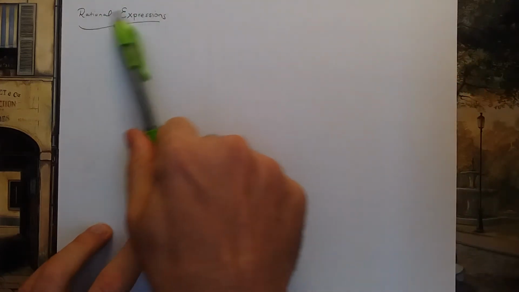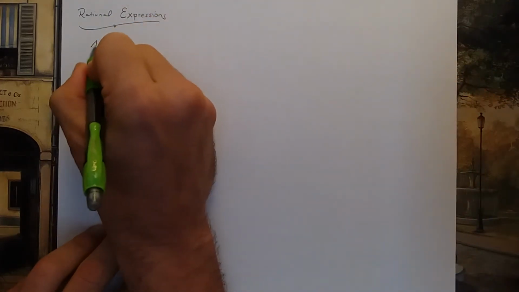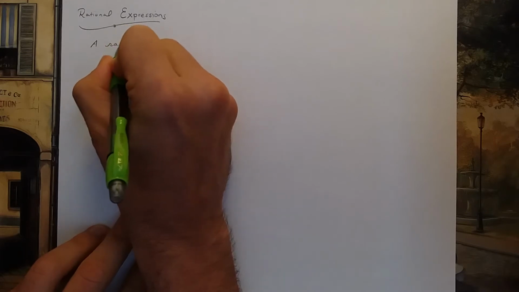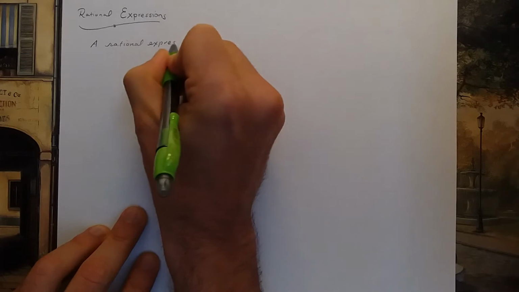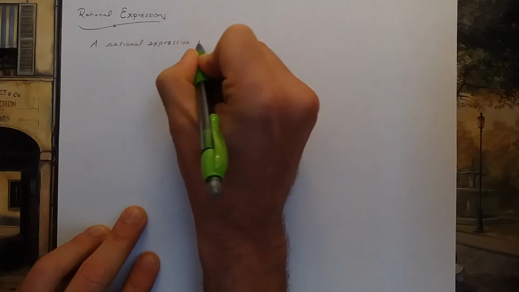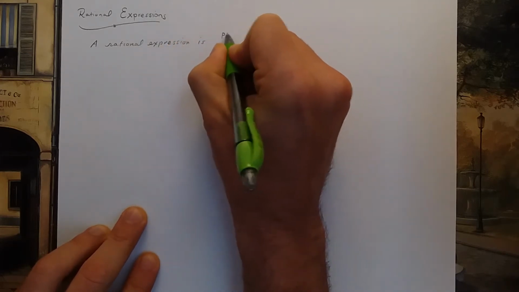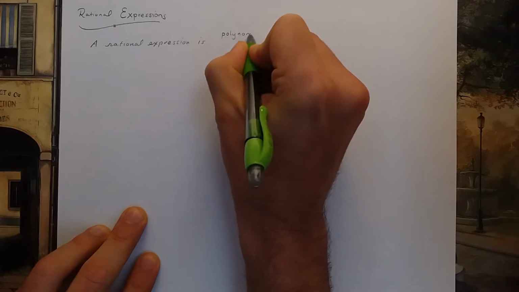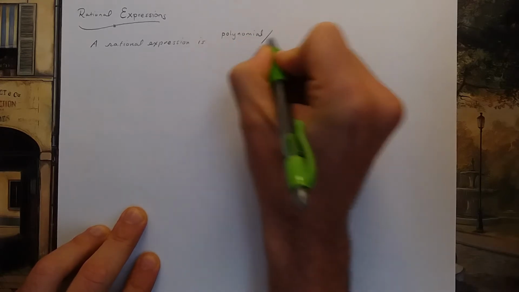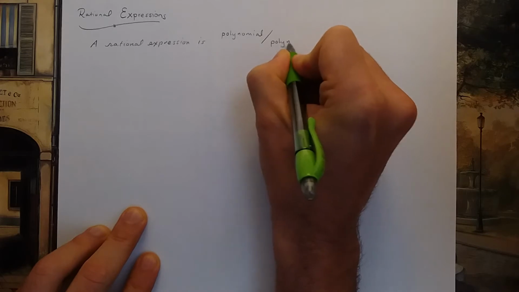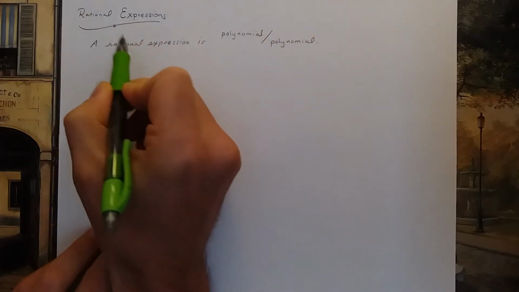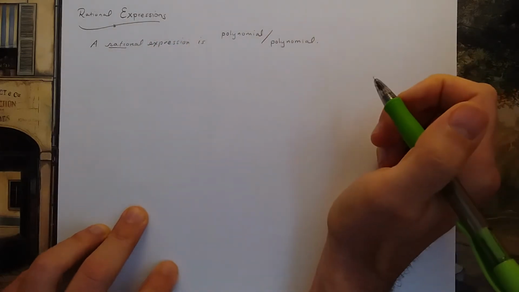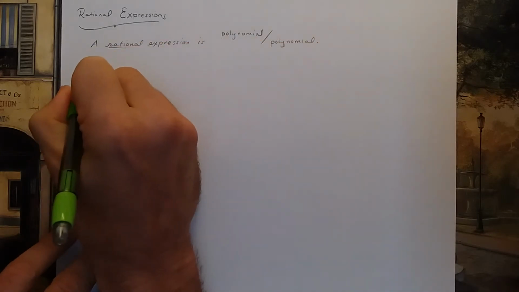Let's think about rational expressions. So a rational expression is something that looks like a polynomial divided by another polynomial. The word rational is coming from ratio, meaning fraction or division. So let's see examples.